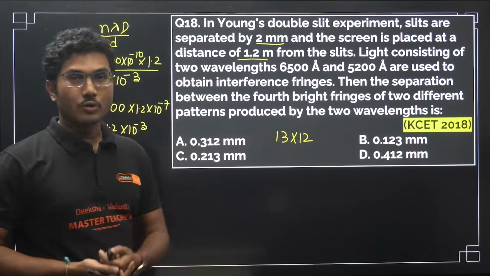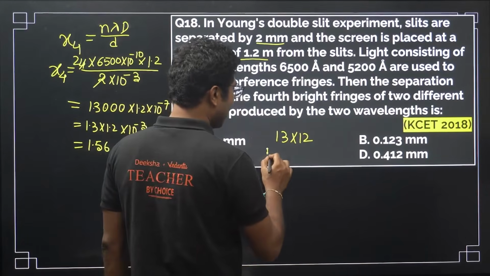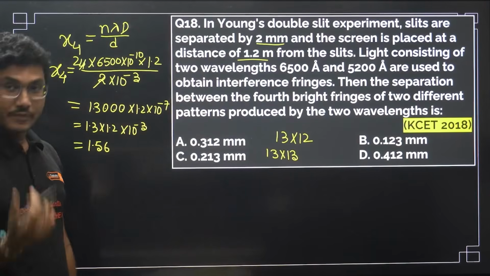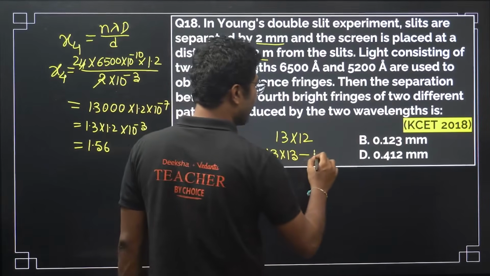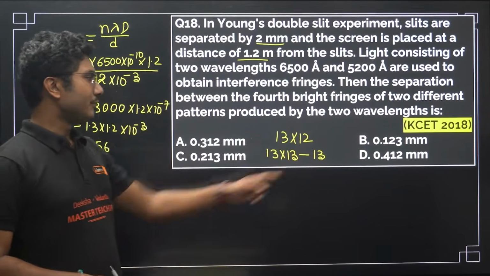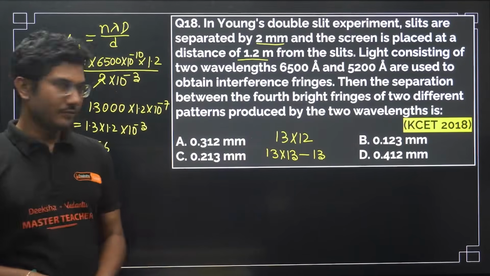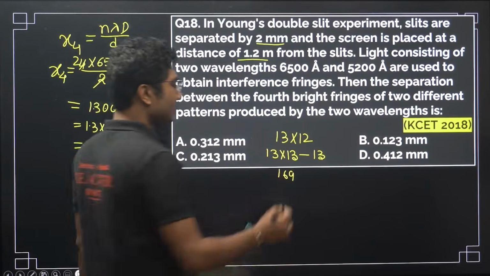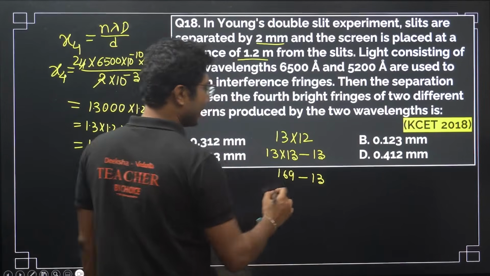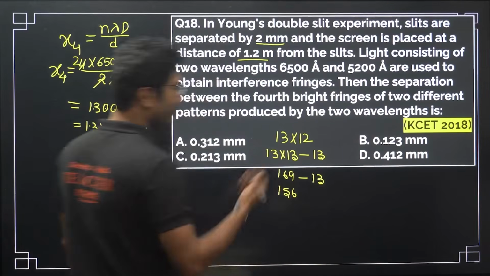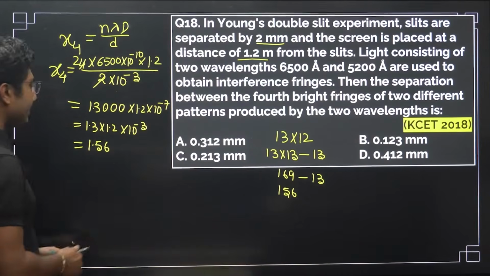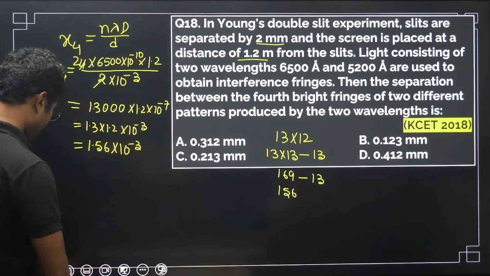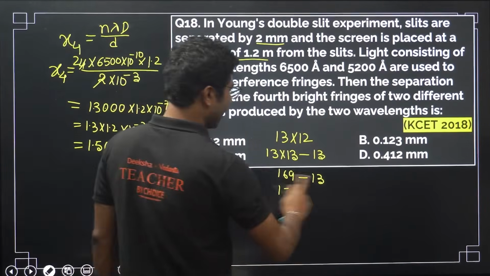Now 13 into 12, how to multiply it? The first method is the one that I have used. I have made it 13 into 13. But 13 into 13 is obviously not correct, so I have to minus another 13. If you take 13 common, it will just become 13 into 12. So 13 into 13, we know the answer is 169, a square number. Then you have to minus 13, which gives 156. If you don't remember the table, this is the easier way to remember the exact value. This is how you can calculate.